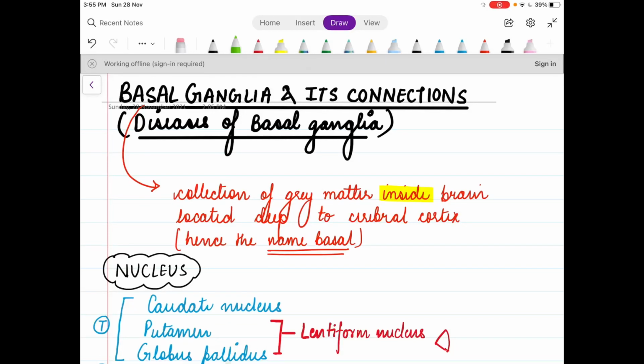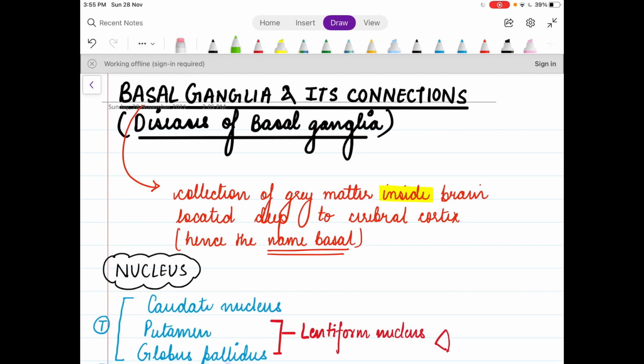Hi guys, today we are going to study the basal ganglia, its connections, and those famous diseases of the basal ganglia which we always talk about. For example, Parkinson disease, Huntington chorea, athetosis, hemiballismus and Wilson's disease. So basically, first let's get started by saying what the basal ganglia is.